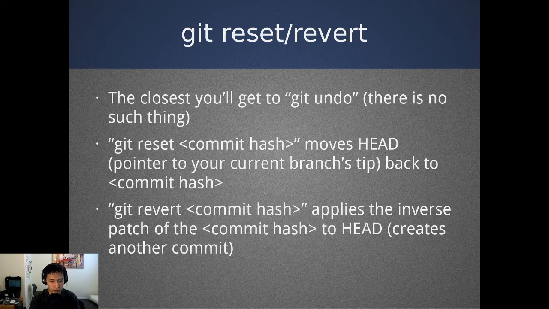So git revert some commit hash will apply the inverse patch of the commit hash to the repository, like the working state, right? So whatever HEAD is pointed at. And git revert, I think, if I'm not mistaken, will create another commit to apply the inverse patch.